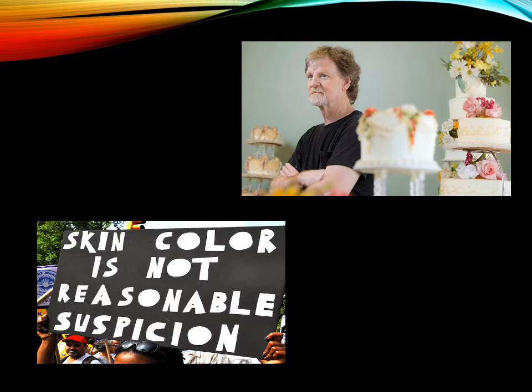The other sign there, where it says skin color is not reasonable suspicion, has to do with your Fourth Amendment rights. Individuals have the right to be free from unreasonable search and seizure. That means you can't be searched unless cops have probable cause, or sometimes, if they're just going to pat you down, all they need is reasonable suspicion. This sign is basically saying that just because the color of your skin is black, that doesn't mean that being black poses a reasonable suspicion that justifies a search.